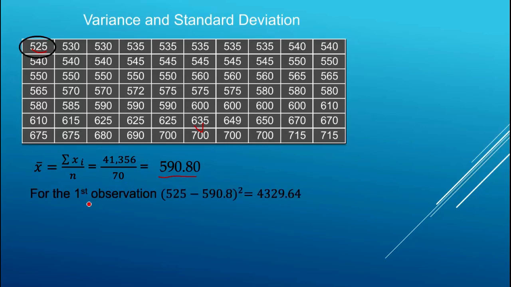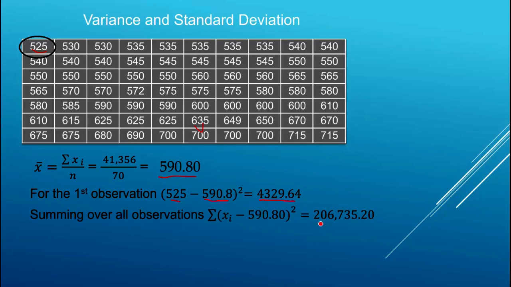So for the first observation, we have 525 minus the 590.8. We take the difference between those two values, and only after taking the difference do we square the answer. And the answer is 4,329.64. We are going to do this for every single observation in the table, and we're going to add up all of the results.